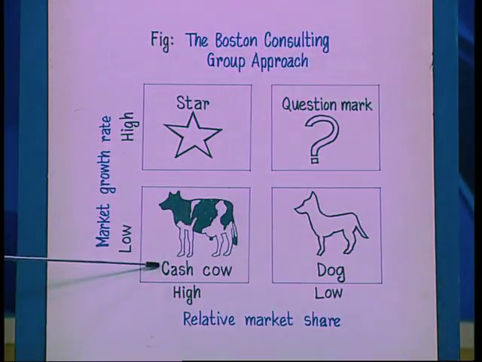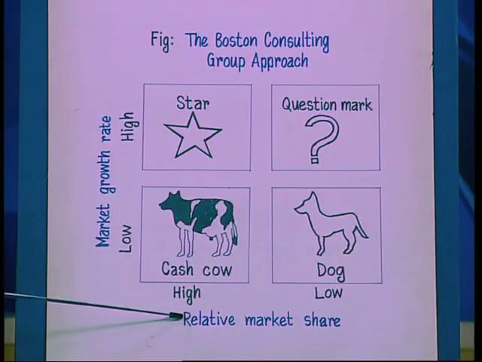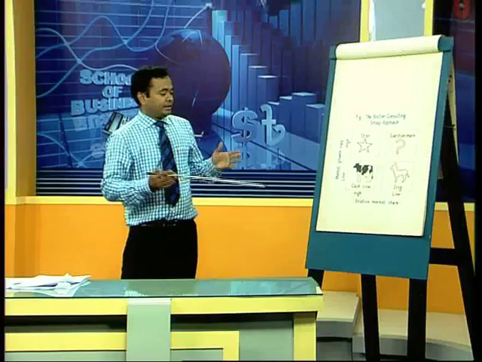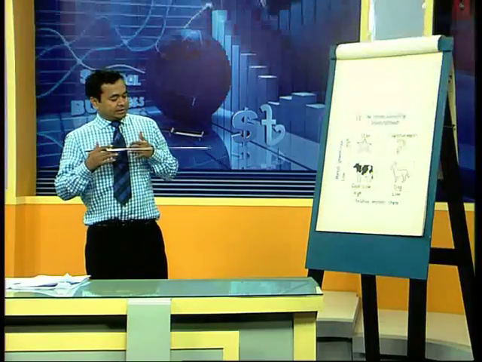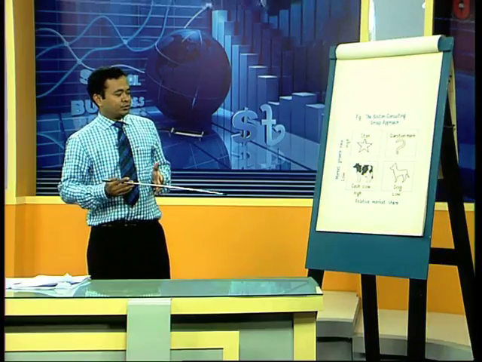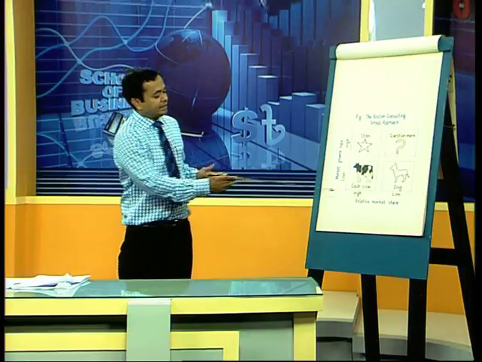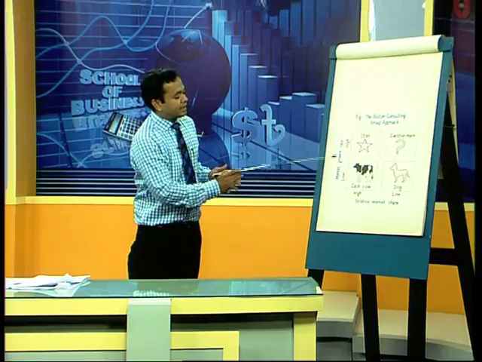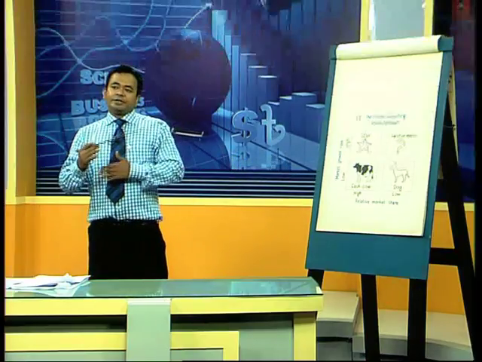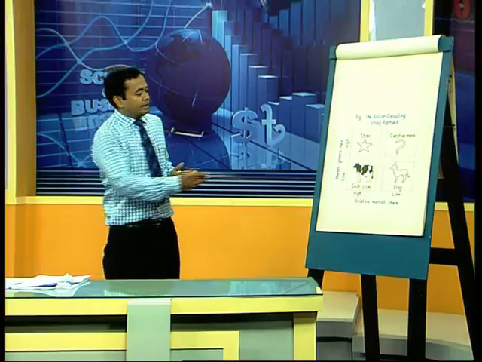The second business portfolio is cash cows. In the case of cash cows, we can see they have a high relative market share and low market growth rate, and they earn lots of money, and with this money the company can sustain other business portfolios. If the company can create a new strategy for the cash cows to improve the market growth rate, then the cash cows can turn into stars.